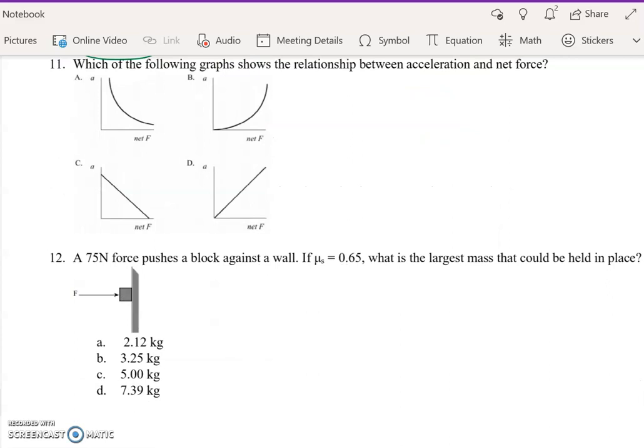Number 11. Which graph shows the relationship between acceleration and net force? So net force equals ma. This is Newton's second law. We're looking for the relationship between acceleration and net force. So assuming your mass stays the same, if you have a bigger net force, you have a bigger acceleration, and vice versa. If you had a smaller acceleration, it must be because the net force was less. So the direct relationship here is D.